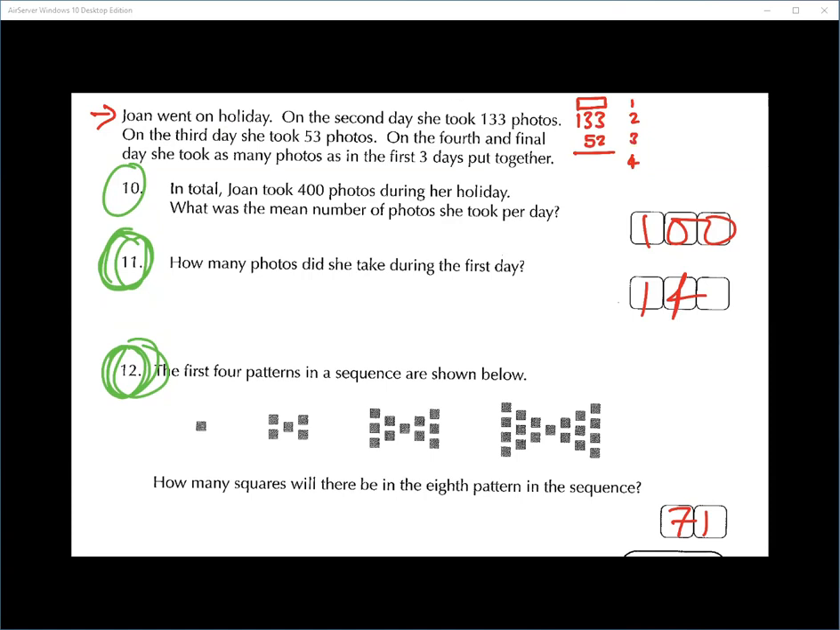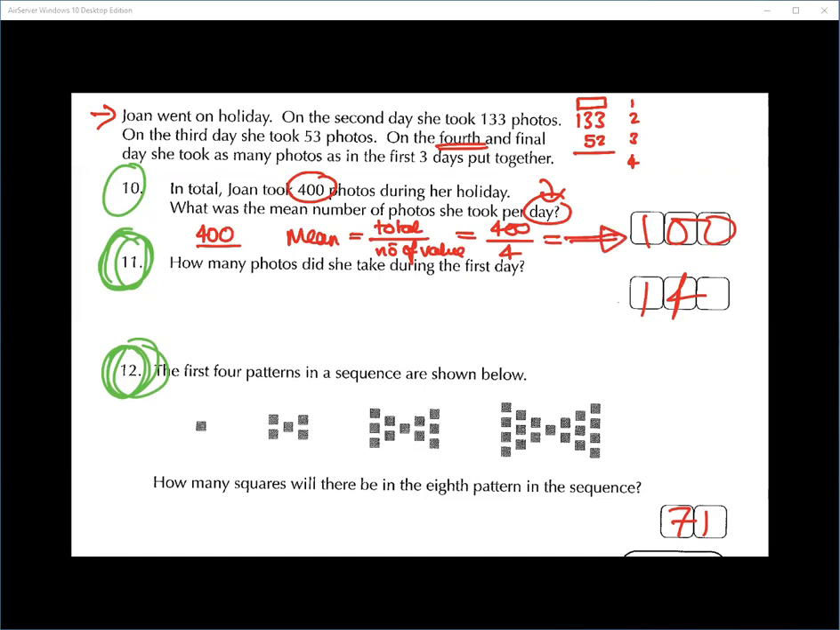Yeah. So first you have to do 133 plus 53 plus 186. No, it's even easier than that. How do you work out the mean? Add all the numbers and divide by the number of values. So what was the total number of photos? 400. And how many days was the holiday? 4. What's 400 divided by 4? Equals 100. There you go.